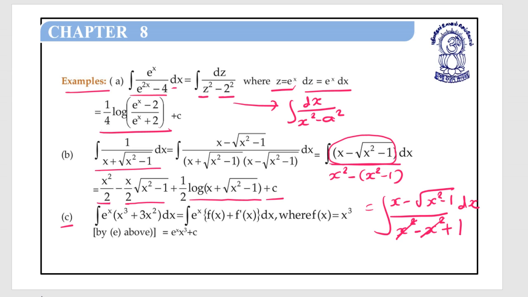Next is c, integration of e raised to x into x cube plus 3x square dx. Here f dash x of x cube is 3x square. So you can use this formula, e raised to x into f of x plus f dash x dx, where f of x is equal to x cube. So here you will get e raised to x f of x plus c. So f of x is x cube, so e raised to x into x cube plus c.